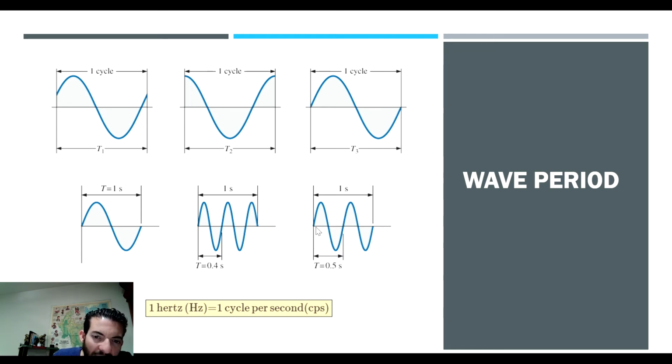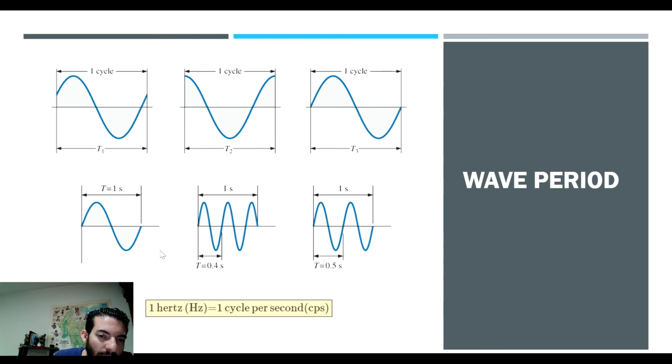And notice that the period is half a second, meaning that there are 2 revolutions, or 2 developments of the same wave, in 1 second. So in other words, this happens 2 times in 1 second. This one here is a little bit tricky because in 1 second, the period happens in 0.4 seconds.